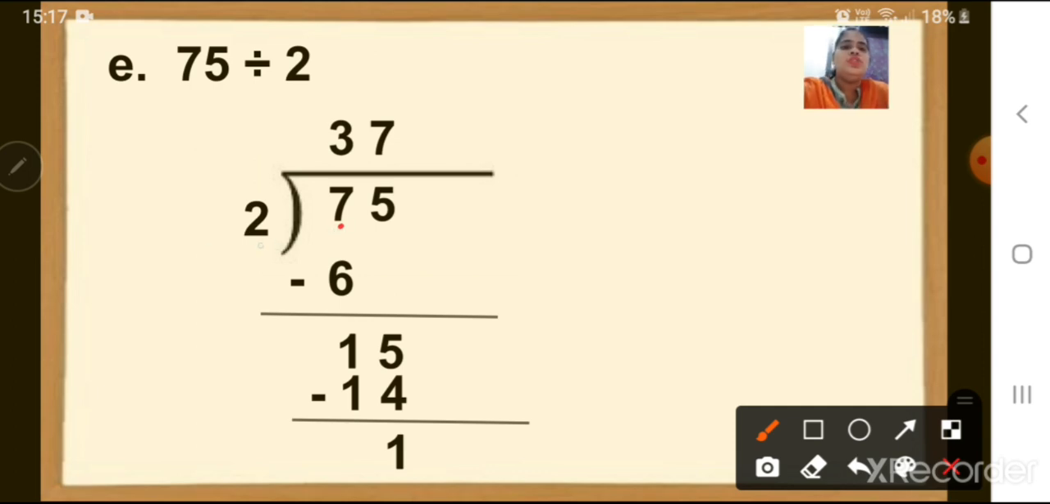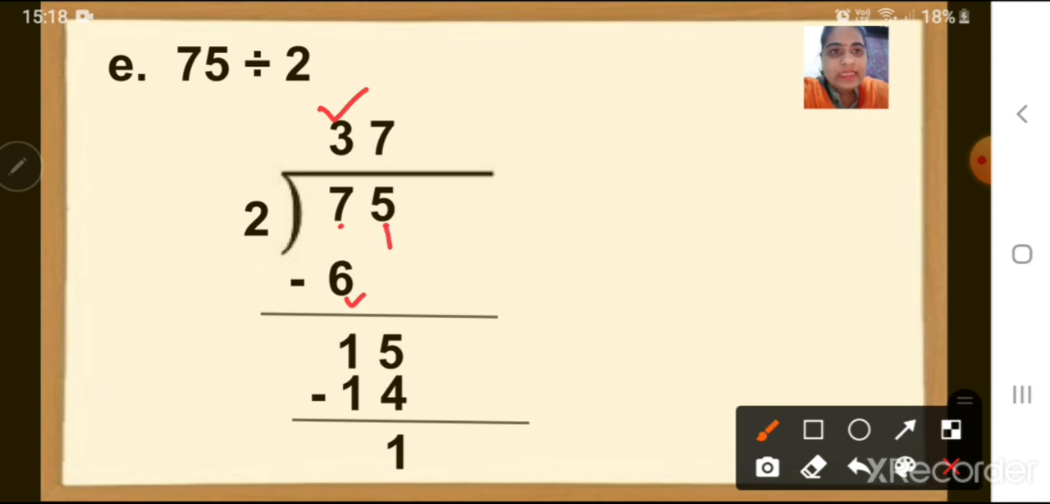So 2 1s are 2, 2 2s are 4, 2 3s are 6, 2 4s are 8. Now 7 will not go into the table. We cannot divide. So what will we take? We will take a nearby number. So we are going to take 2 3s are 6. Then we will subtract. 7 minus 6 is equal to 1.